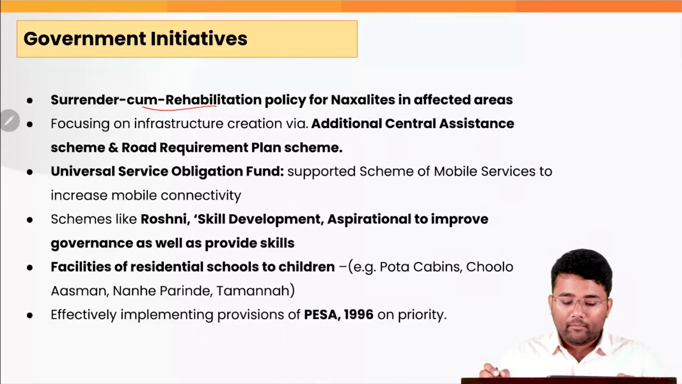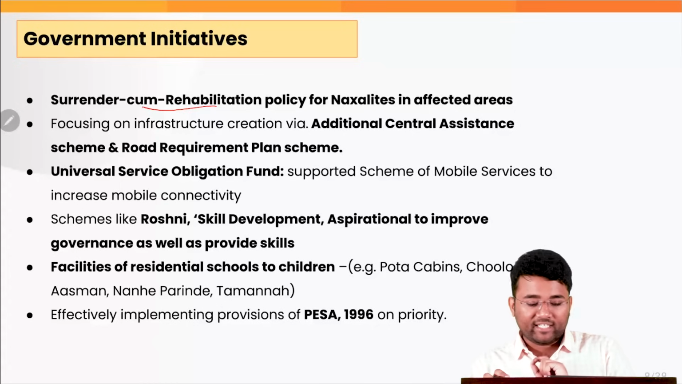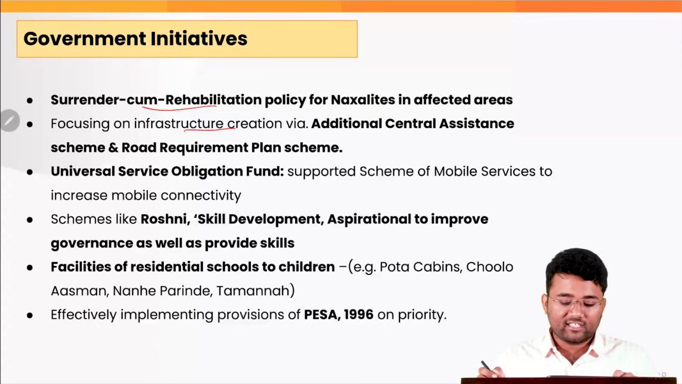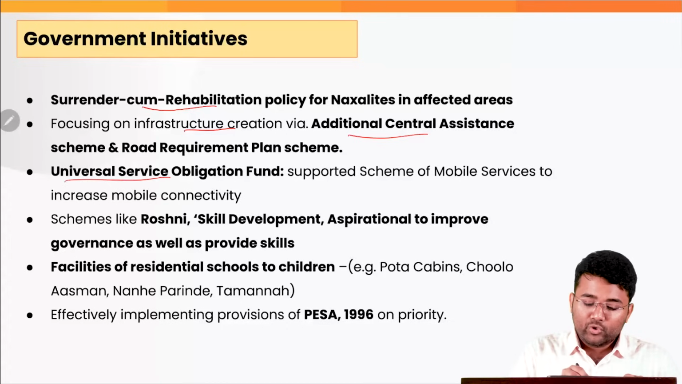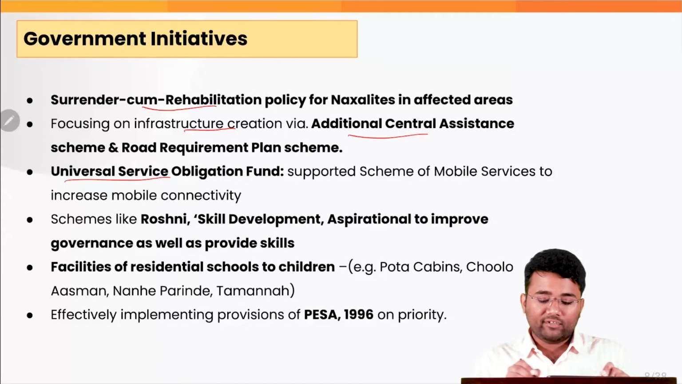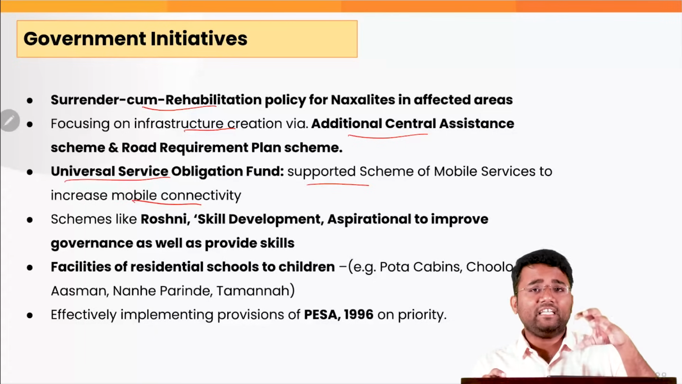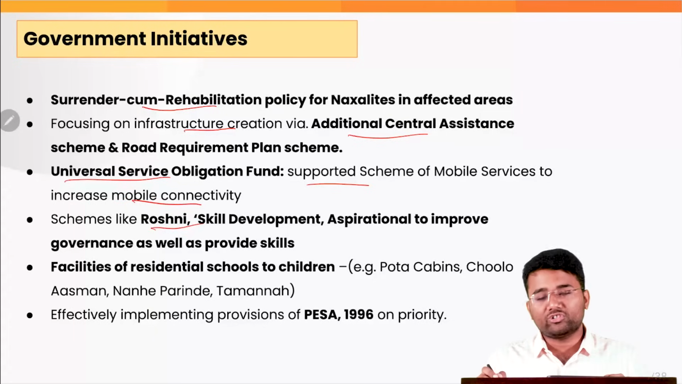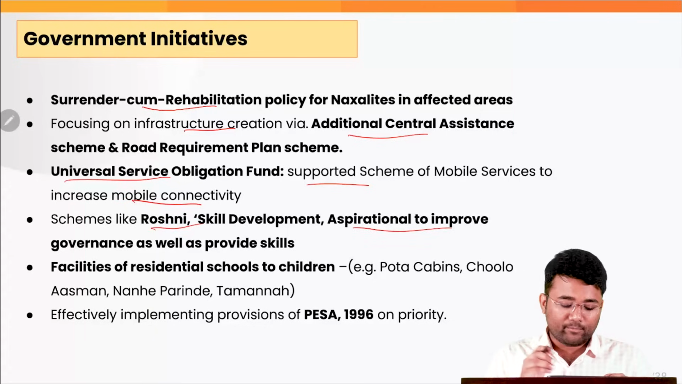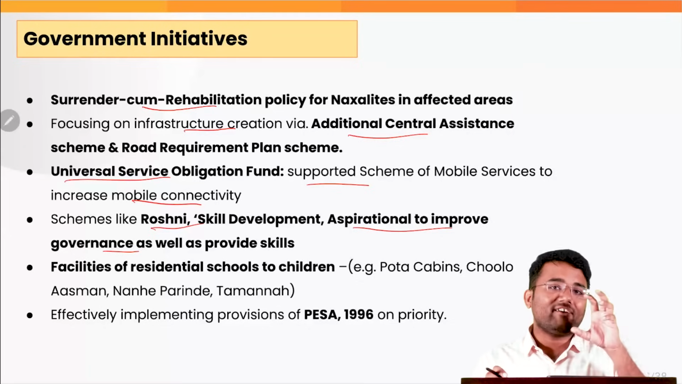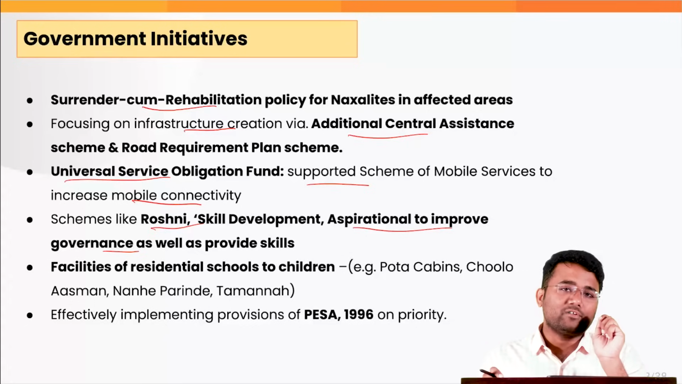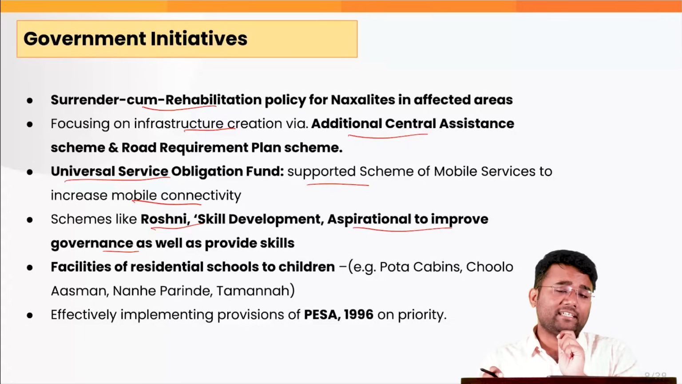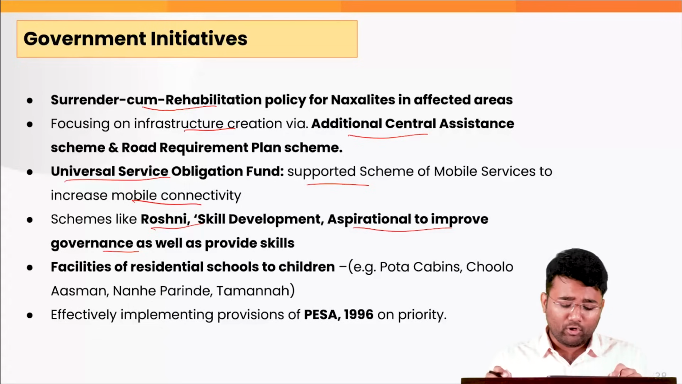Then there is the surrender-cum-rehabilitation policy for Naxalites in affected areas, which focuses on infrastructure creation via the Additional Central Assistance scheme, the Road Requirement Plan scheme, and the Universal Service Obligation Fund, a supported scheme for mobile services to increase mobile connectivity in these regions. There are also schemes like Roshni skill development and the Aspirational District Program, to improve the overall governance structure in these districts, and especially the indicators in various sectors like education and health.